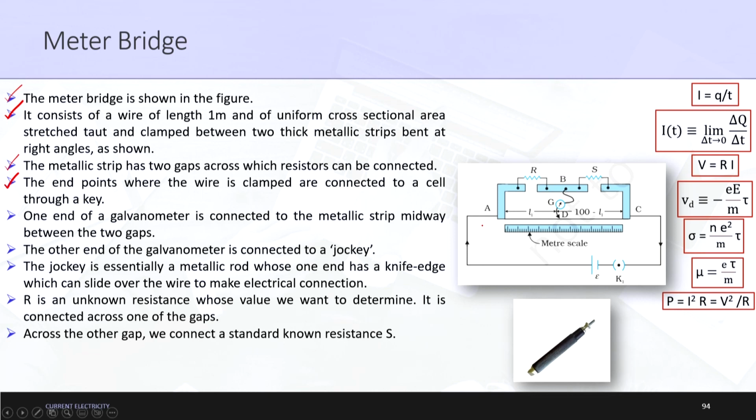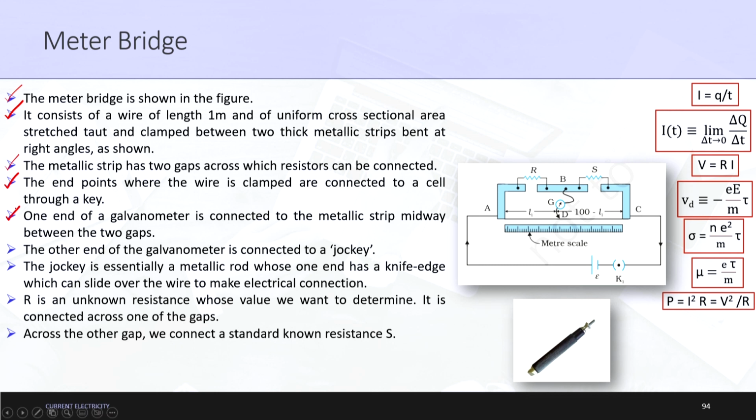Next, one end of a galvanometer is connected to a metallic strip midway between the two gaps. One end of the galvanometer, so this is the end, is connected to the metallic strip midway between the two gaps. So these are the two gaps, and this is the metallic strip being talked about here. So it is connected to the metallic strip midway between the two gaps.